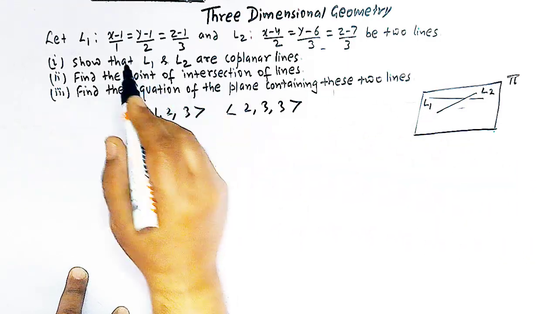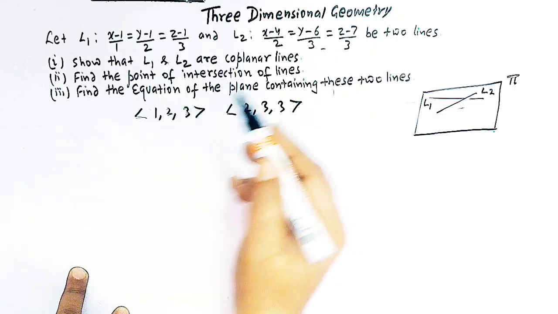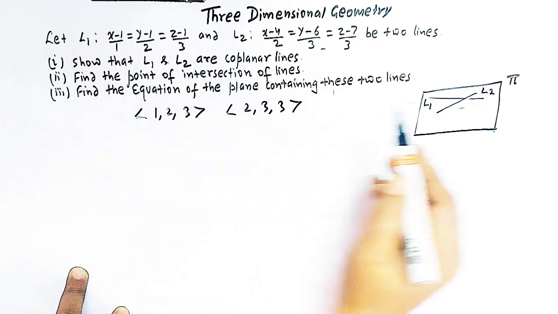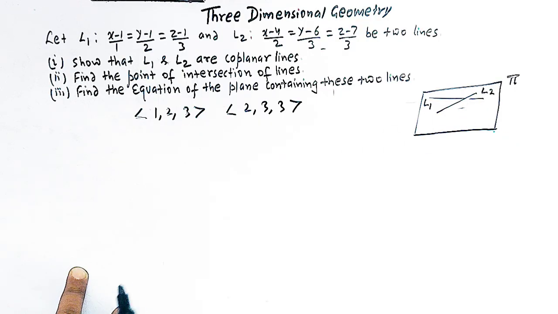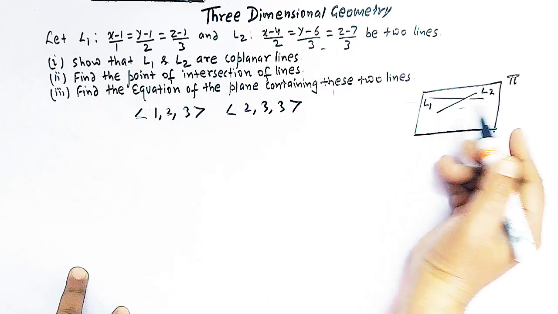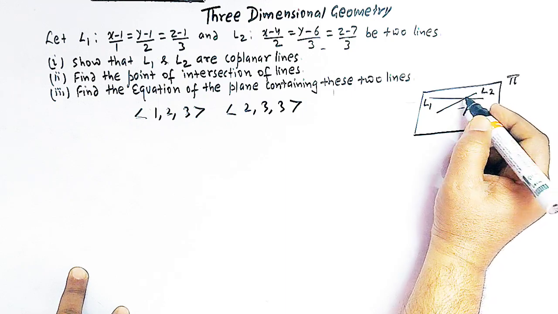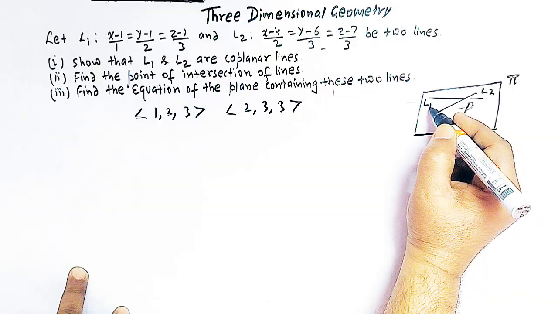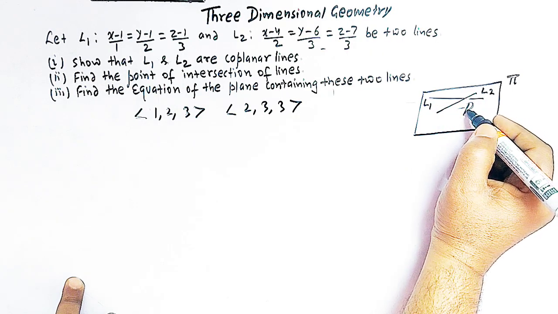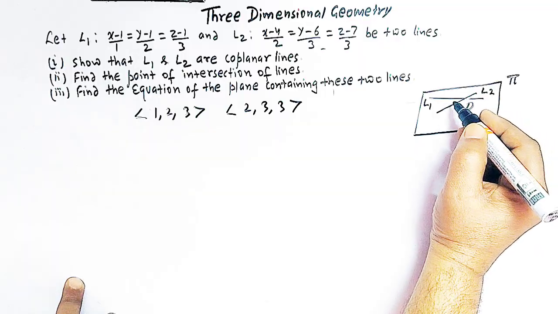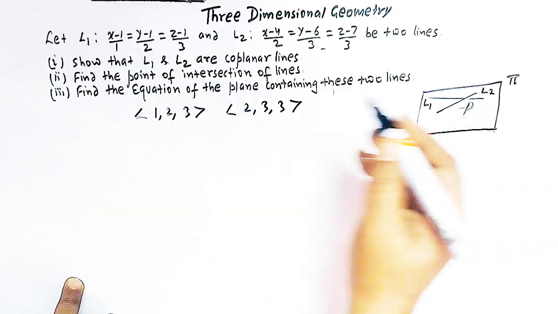So if the direction ratios of the two lines are not equal to each other, or they are not proportional to each other, then the lines L1 and L2 are said to be intersecting lines, right? So now here this point P may be taken as the point of intersection of the lines L1 and L2, and we have to find out the coordinates of the point of intersection of these two lines L1 and L2. So let us start.